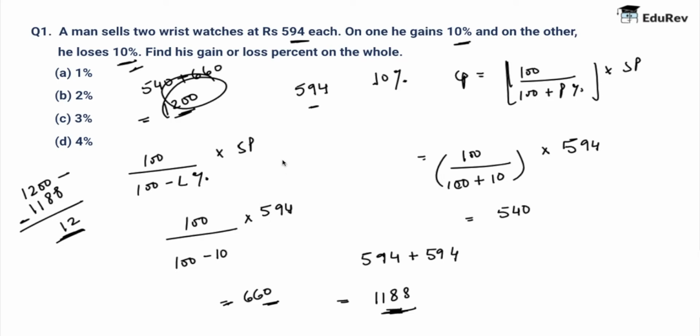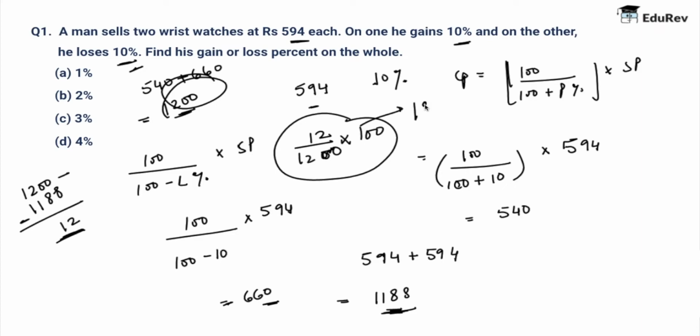Thus the total loss percent is going to be loss upon CP into 100, right? And on substitution of the relevant values, this equation is going to be 12 upon 1200 into 100, and this is going to be 1%. So the answer is going to be 1%. That is, 1% is going to be the gain or loss percent on the whole. And we actually wanted to find out the gain or loss percent. So that is your 1%. I hope you understood this.